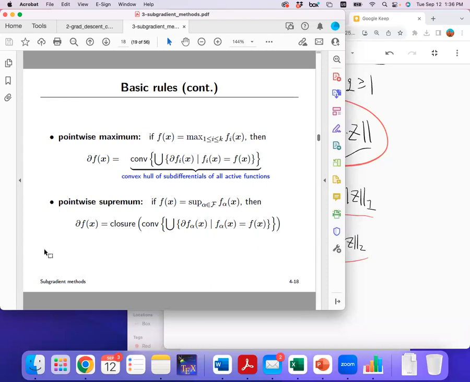One thing I want to talk about is the pointwise maximum and the pointwise supremum function, because many functions take this form. So if f(x) is given in a pointwise maximum form, it's the maximum among k different functions, then the subdifferential of f(x) is given as the following set.